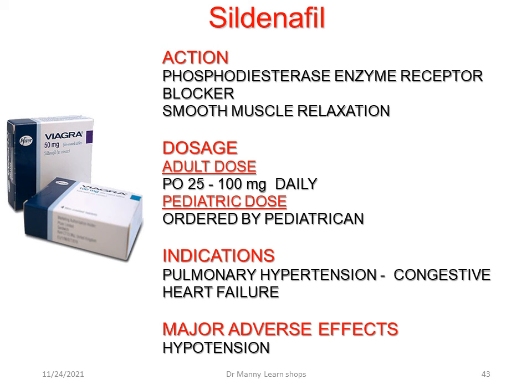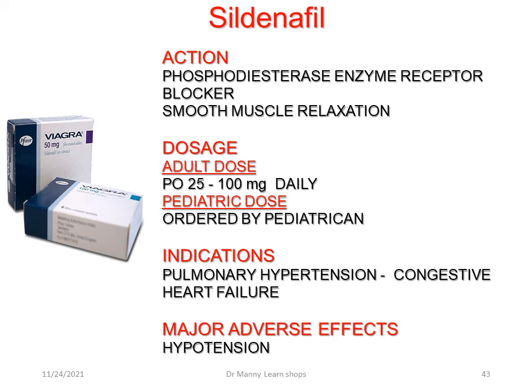Then you've got sildenafil, Viagra. Now I'm not going to go into what the real reason for Viagra is for, but in a cardiac situation, the action is as a phosphodiesterase enzyme receptor blocker. It causes smooth muscle relaxation, which is veins. The adult dose typically is 25 to 100 milligrams daily.